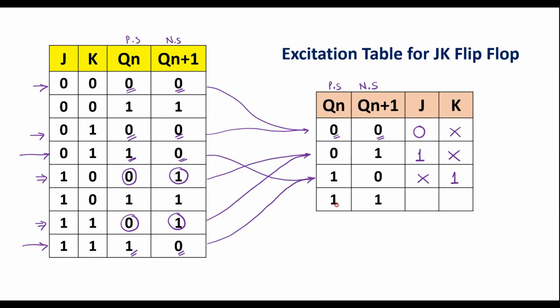Next one is when Qn is 1 and Qn plus 1 is 1. That is, here we have Qn is equal to 1, Qn plus 1 is equal to 1. Here we have Qn is equal to 1, Qn plus 1 is equal to 1. So we should compare this row and this row. So here J is 0, here J is 1, K is 0, K is 0. So K is 0, J is either 0 or 1. So it is don't care. So thus this is the excitation table for JK flip-flop.